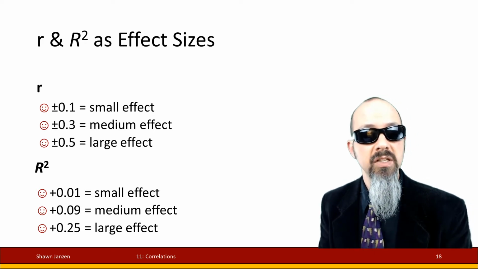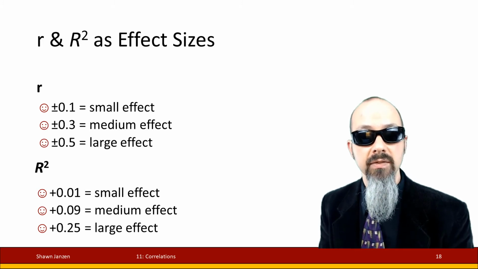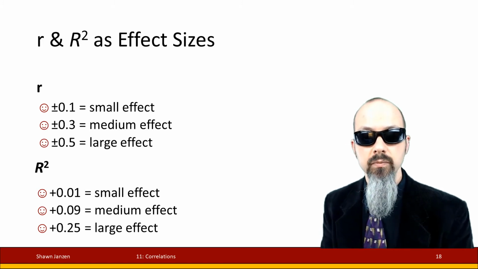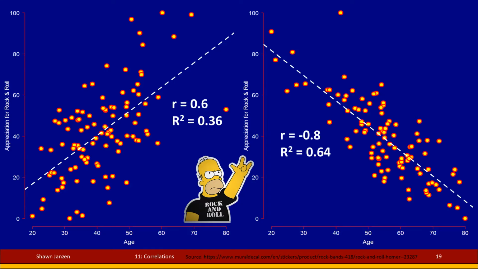So even explaining small amounts can be substantive, at least in the social sciences. So I just wanted to show you these two plots. We saw them before, but I have them back up here where we have the association, positive correlation and negative correlation for appreciation for rock at different ages.